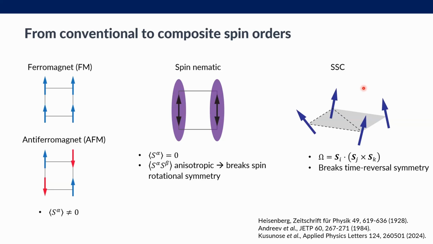Another example is the previously mentioned scalar spin chirality, where three spins form these non-coplanar triangles. This scalar spin chirality also breaks the time reversal symmetry, and it can generate the anomalous Hall effect. So now we see that both one-spin and three-spin correlations can induce the anomalous Hall effect. It would be very interesting to study how the spin nematic, which is a two-spin correlation, can be related to the anomalous Hall effect.